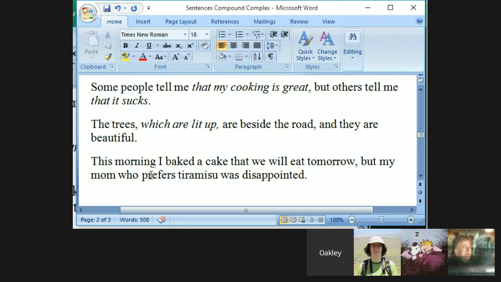Okay. All right, what do we got here? This morning I baked a cake, that we will eat tomorrow. Okay, so there's your dependent clause. And there's a connective to connect another independent clause. My mom, who prefers tiramisu. In this case, we need a couple commas.